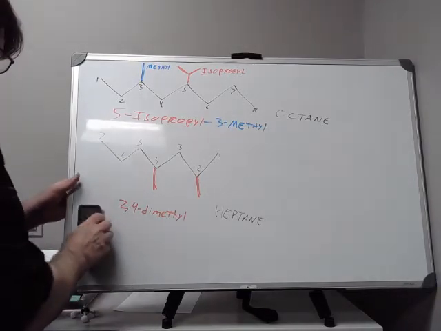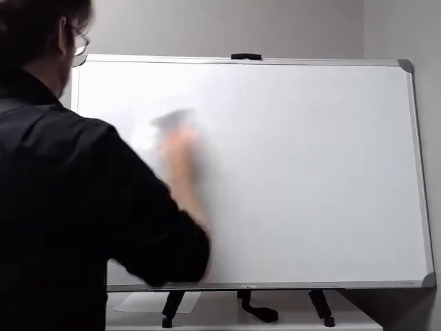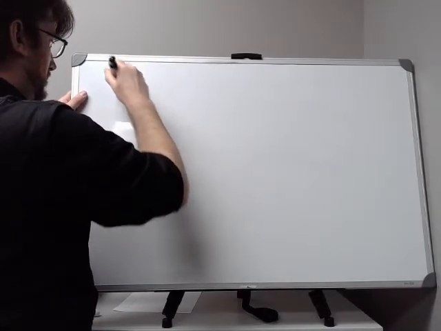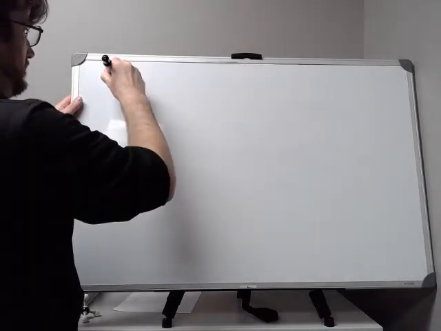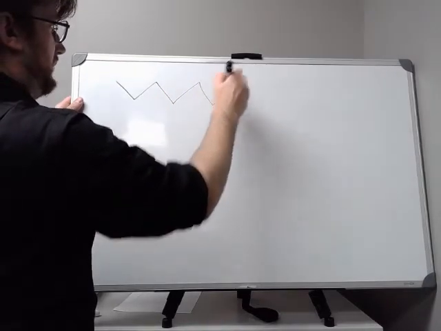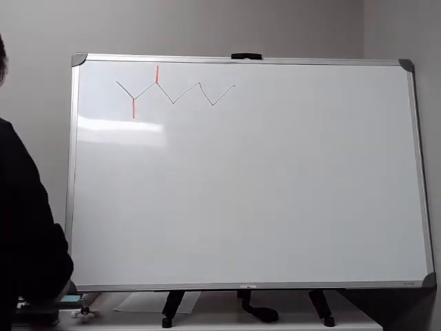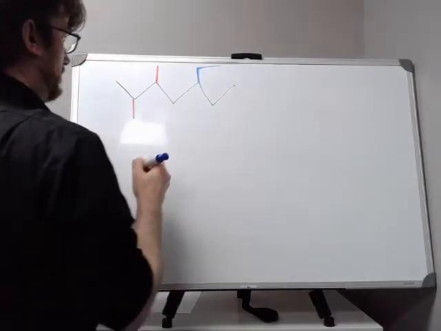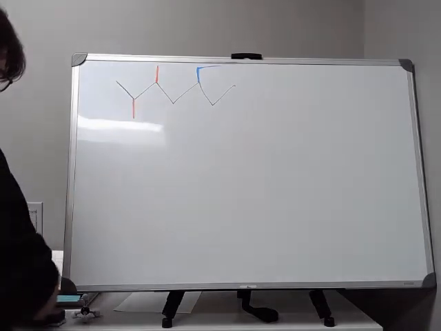So that was a couple more examples. We've still got a few examples to go. So now we have two methyl groups and an ethyl group on a 1, 2, 3, 4, 5, 6, 7, another heptane chain.